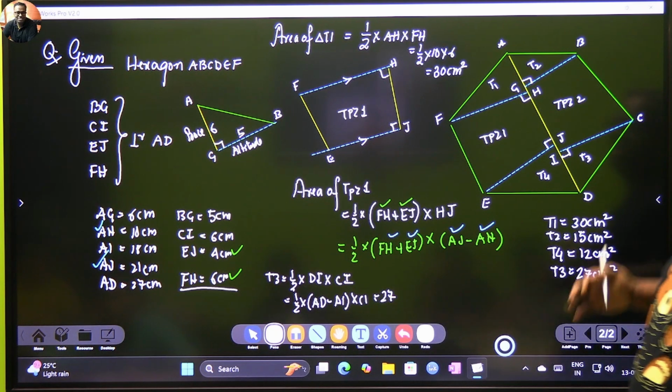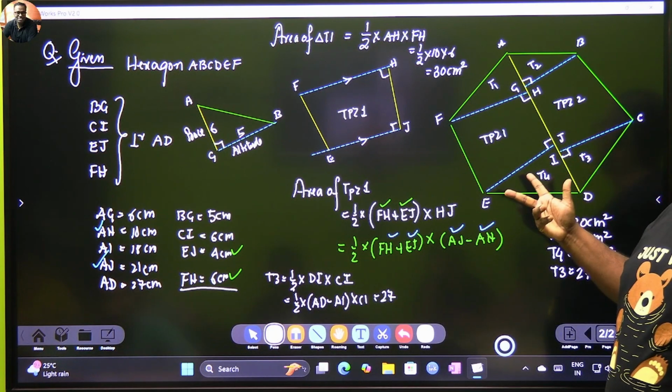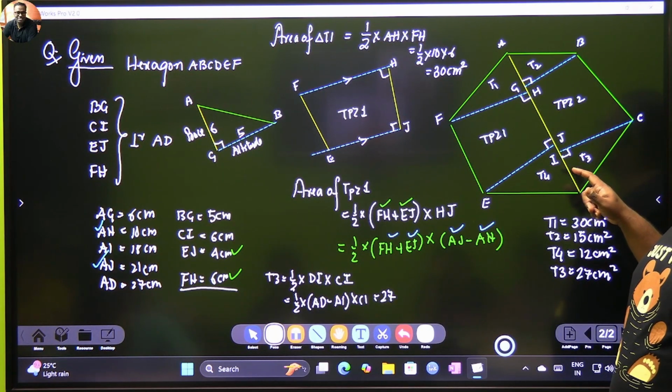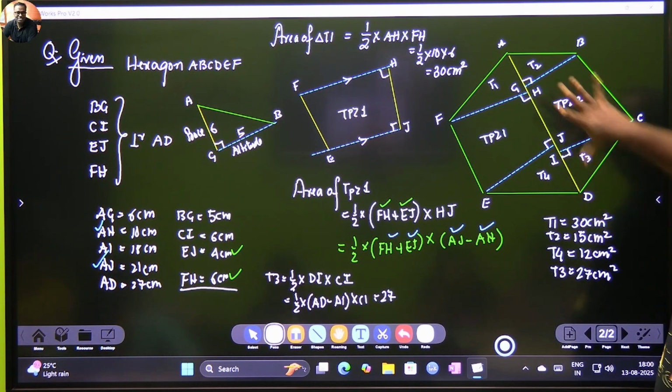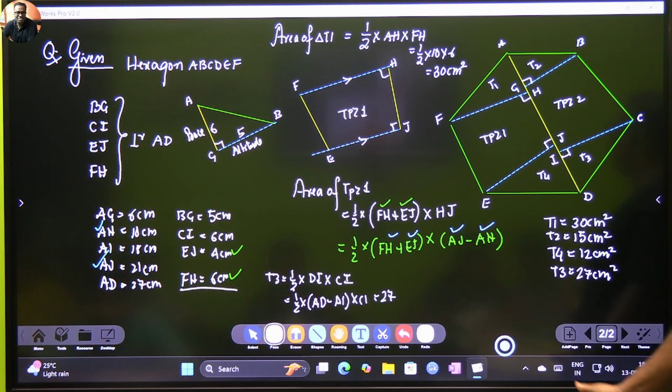T4 is how much? Half into DJ into EJ. What is the value of DJ? 6. How did you get 6? AD minus AJ. 6. Half into 6 is 3. And 3 multiplied by this 4 gives you 12. As simple as that.